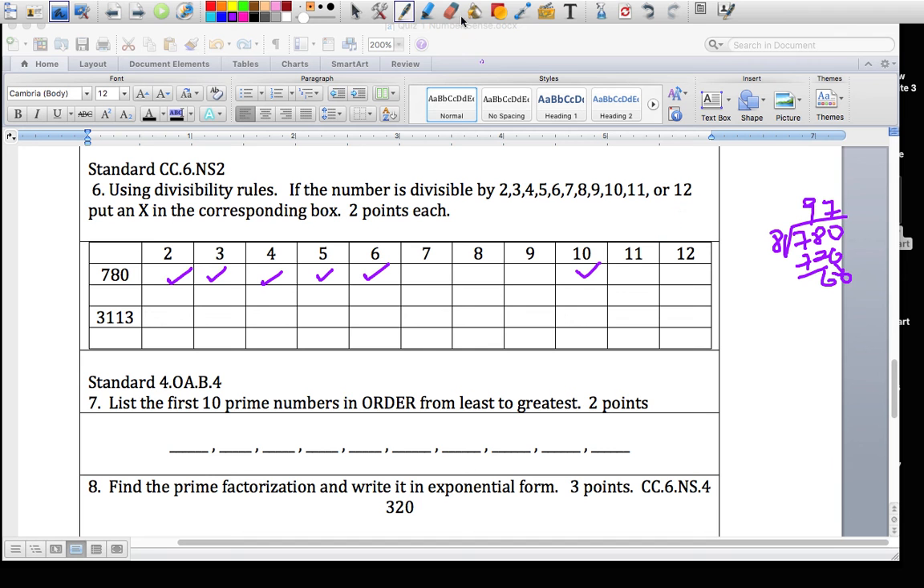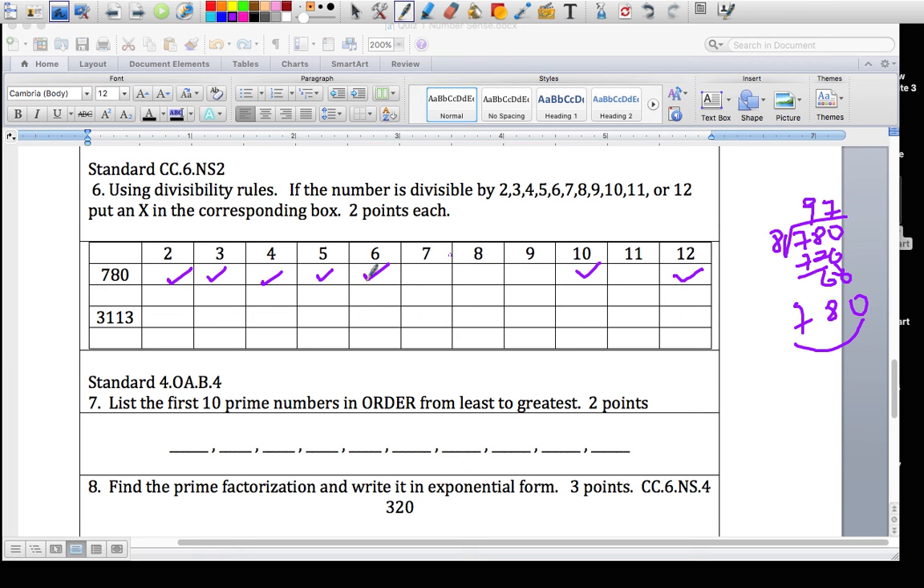11, we do that little trick that we did, 7, 8, and 0. So for 11, you add these two, which is 7, and you subtract it from this one. So 8 minus 7 is 1, which is not a multiple of 11, so that's a no too. 12, you look at 3 and 4. Did it work with 3 and 4? Yes, it did. So check.